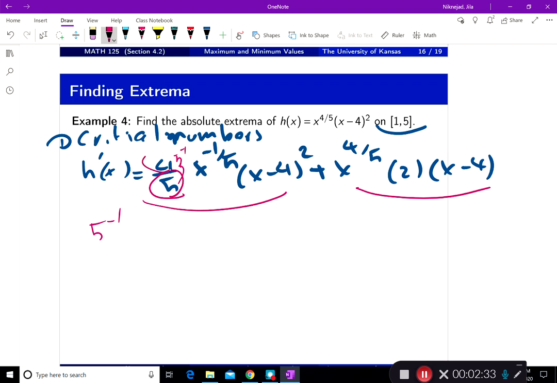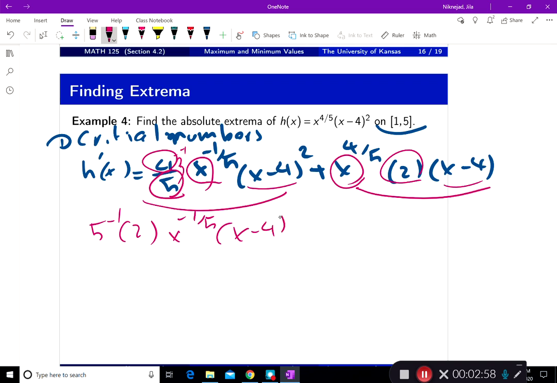For 4 it's 2 to the power 2, and 2 is 2 to the power 1, so I factor out 2. That's the lowest. Between x to the power -1/5 and x to the power 4/5, x to the power -1/5 is the lowest, so I factor it out. Between x minus 4 to the power 2 and x minus 4 to the power 1, x minus 4 to the power 1 is the lowest. So what is remaining now?